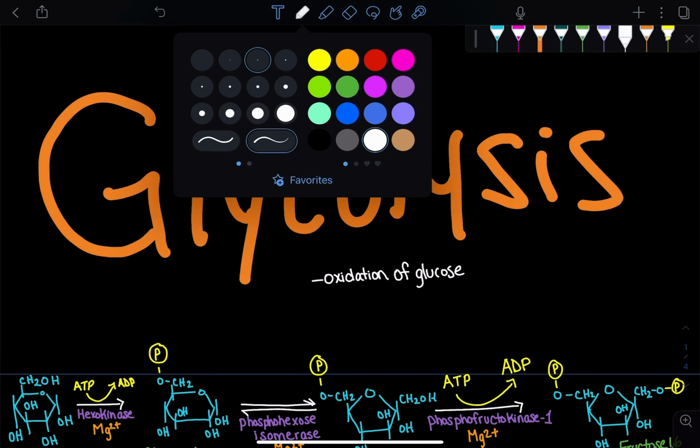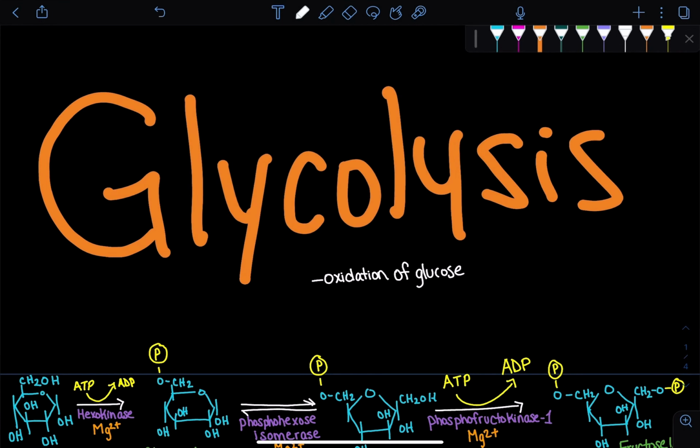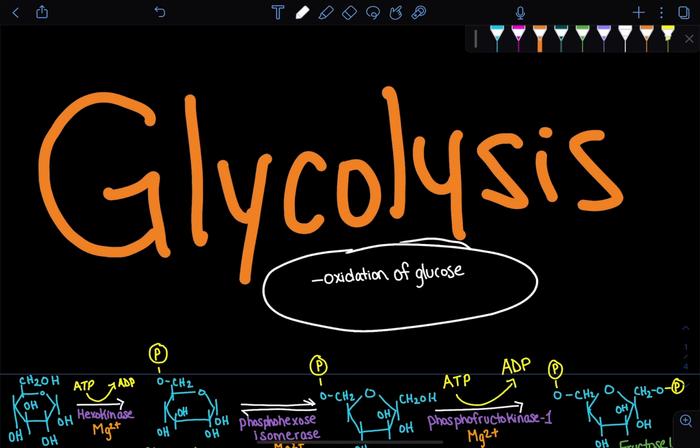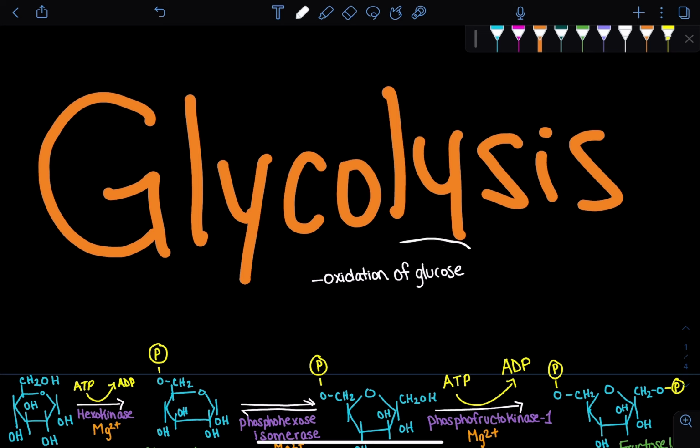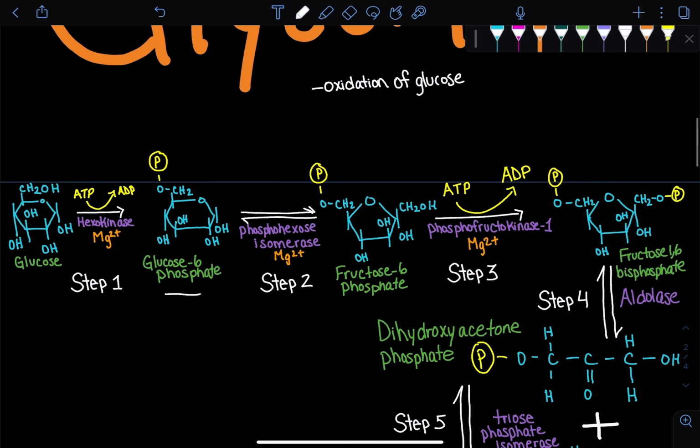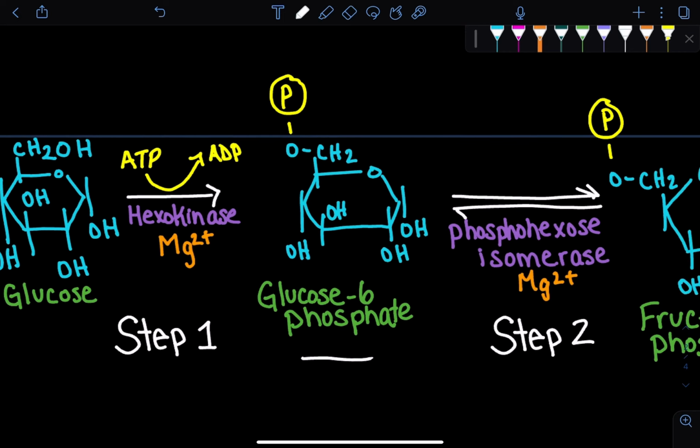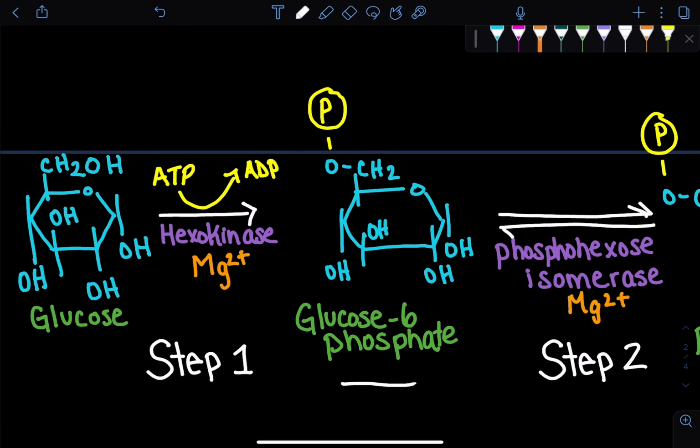Glycolysis is the first step within glucose metabolism, and in this process, we see the oxidation of glucose into two pyruvate molecules. And those two pyruvate molecules can further be processed and fed into the TCA cycle to further metabolize the carbons.